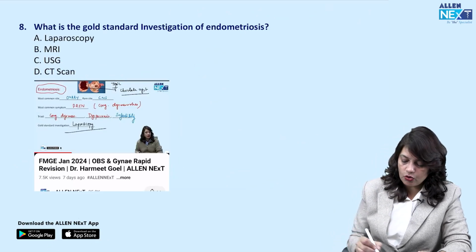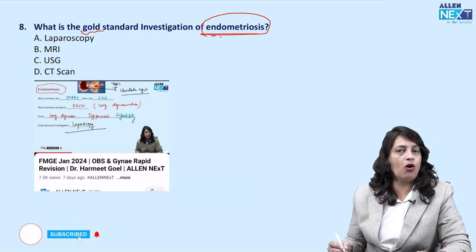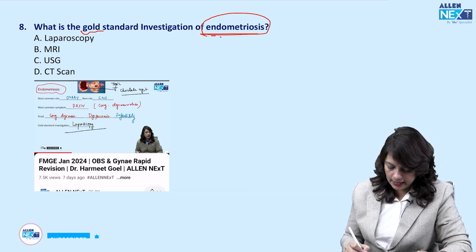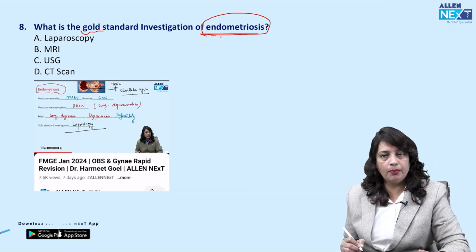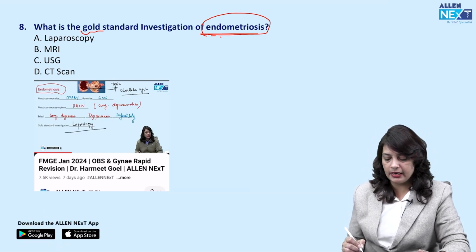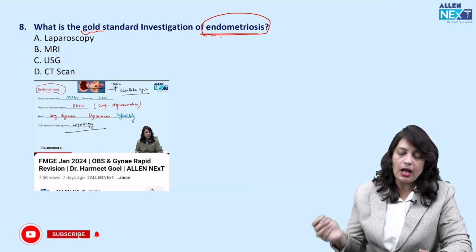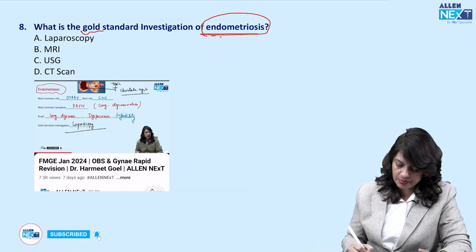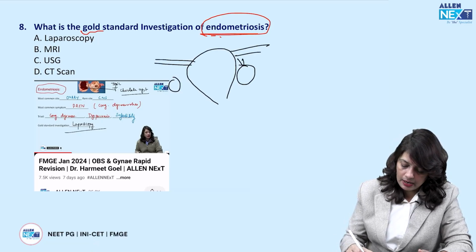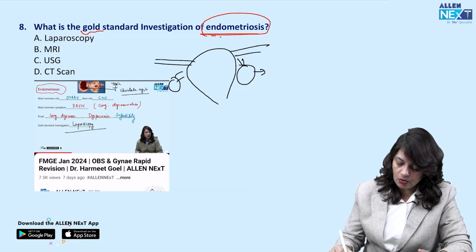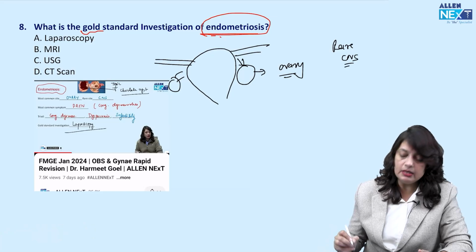Next, what is the gold standard investigation for endometriosis? This you already know. So many times I have discussed this particular question even in the rapid fire revision of Obs and Gynae. The straightforward question has come. Endometriosis means presence of endometrial tissue outside the uterine cavity, and the most common site is the ovary. That is the most common site, and a rare site is the CNS.